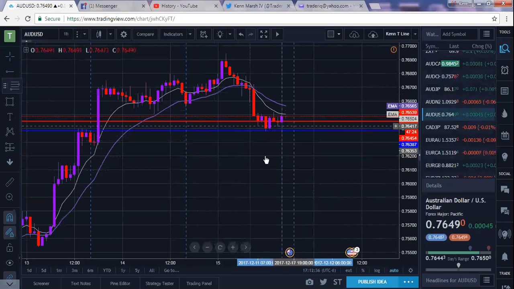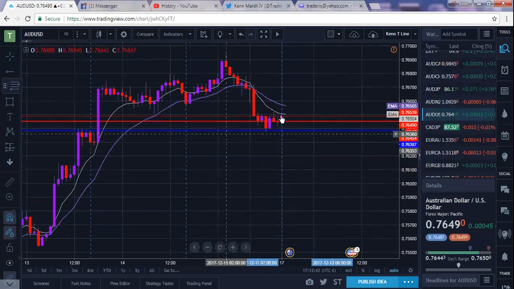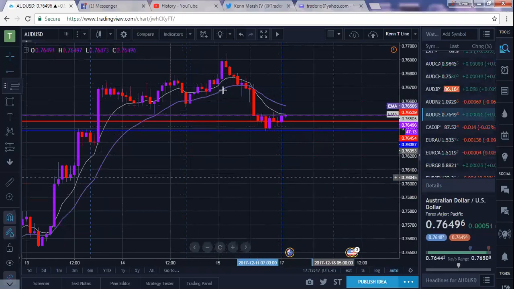AUD/USD, both pairs are about the same. As you can see, been sideways for a few days. The US dollar is actually a little bit strong right now, so this could potentially continue down.